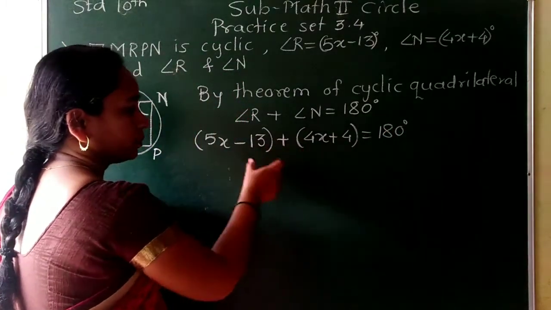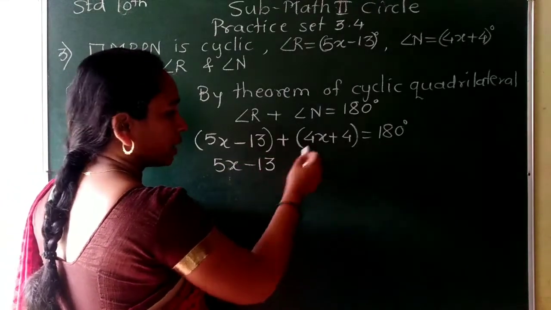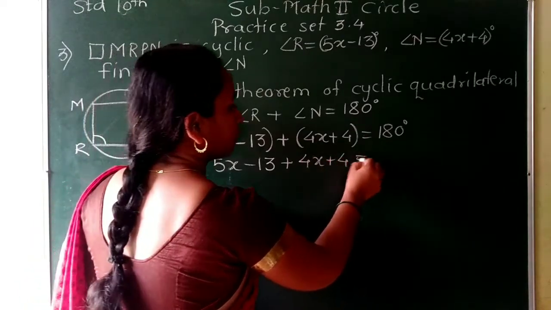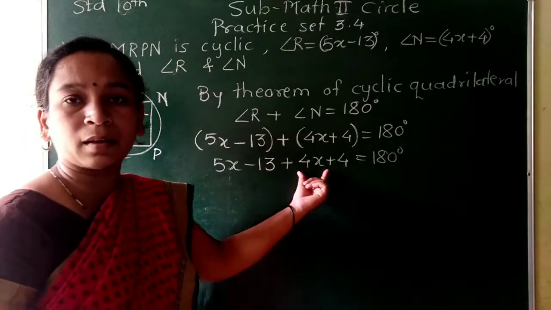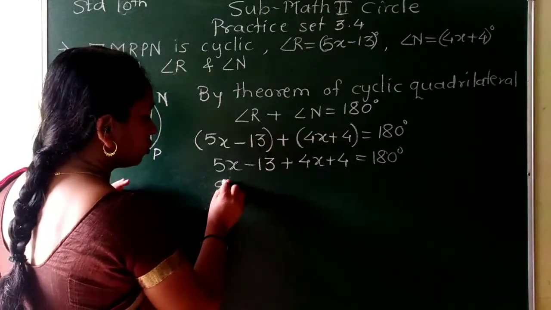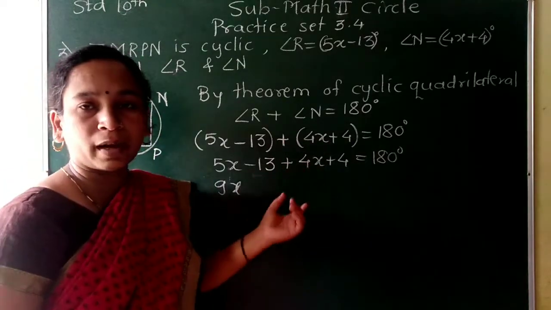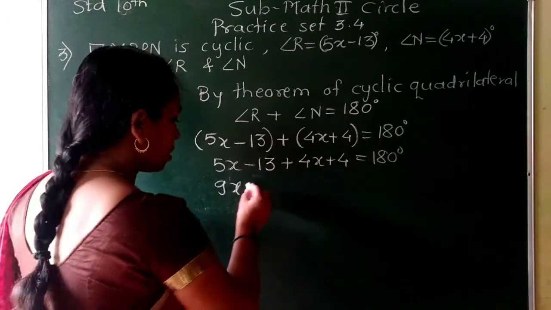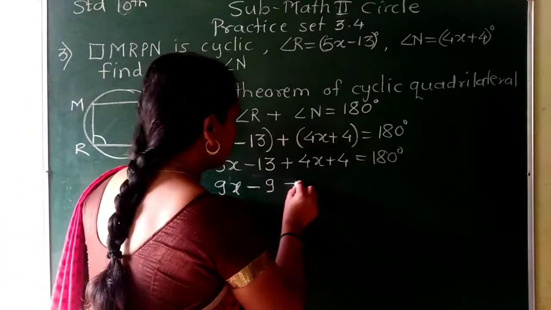Open the brackets. If you open 5x minus 30, the plus sign, the signs will remain as they are: 4x plus 4 is equal to 180 degrees. Here 5x and 4x are like terms, so we can add them because they have the same sign. So 9x, minus 13 and 4. These are also like terms, but with minus 13 plus 4, we subtract and take the sign of the bigger number. That means the equation is 9x minus 9 is equal to 180 degrees.